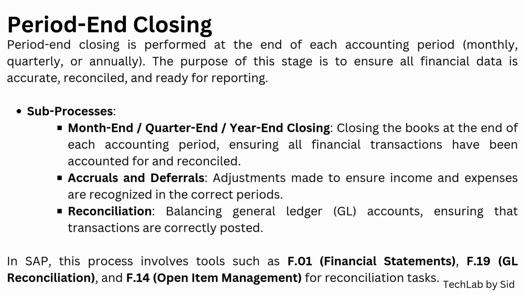Accruals and deferrals are also addressed, making adjustments to ensure income and expenses are recorded in the correct periods. Reconciliation involves balancing the general ledger accounts to confirm that all transactions have been accurately posted. In SAP, tools like F.01 for financial statements, F.19 for GL reconciliation, and F.14 for open item management help streamline the process, ensuring the integrity of financial data during period-end closing.